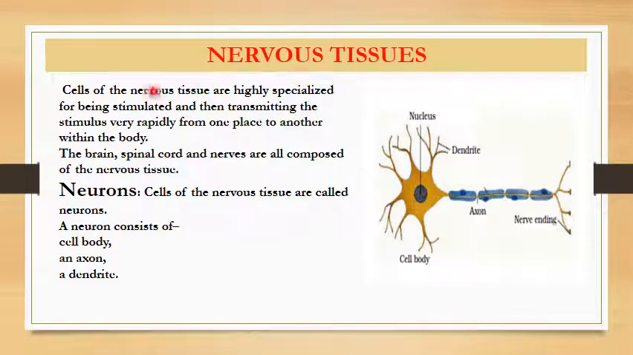Nervous tissues. Cells of the nervous tissue are highly specialized for being stimulated and then transmitting the stimulus very rapidly from one place to another within the body. The brain, spinal cord and nerves are all composed of the nervous tissue. Neurons. Cells of the nervous tissue are called neurons. A neuron consists of a cell body, an axon, and dendrites.